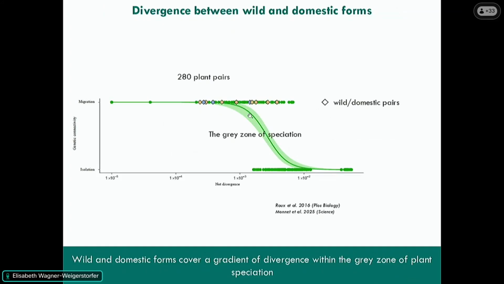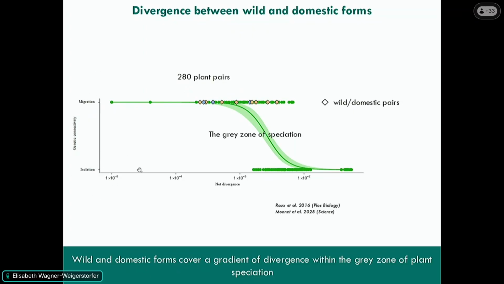Besides this, if you look at the divergence between wild and domestic forms, they fall right in what is called the gray zone of speciation. This graph is from a recent publication by Monet and collaborators in 2025. In this study they collected data from 280 plant pairs, either populations or species, and classified them either in the migration category, meaning they can still exchange gene flow, or the isolation category, meaning they are not able to exchange gene flow anymore.